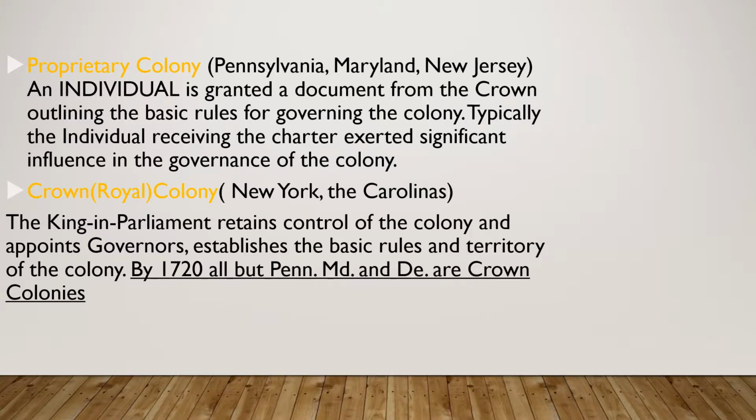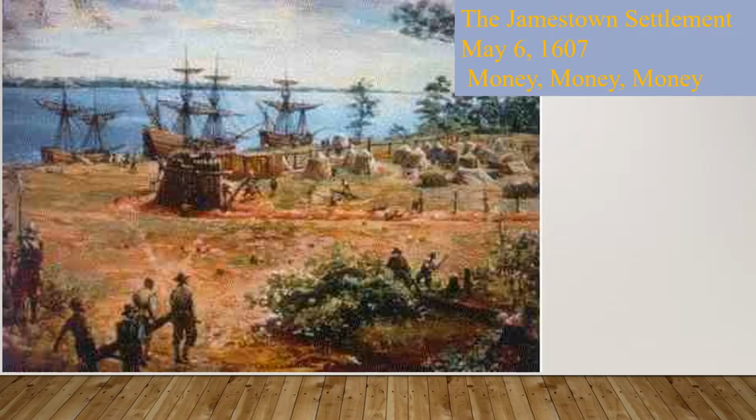So now that we have some sort of background, let's go ahead and put all this into practical application with the foundation of the Jamestown colony in 1607. So the Jamestown colony, May 6, 1607. Ladies and gentlemen, I'm not big on dates. This one you have to know. Please write this date down. May 6, 1607. This is the foundation of the Jamestown colony. And the reason why it's there is money, money, money.